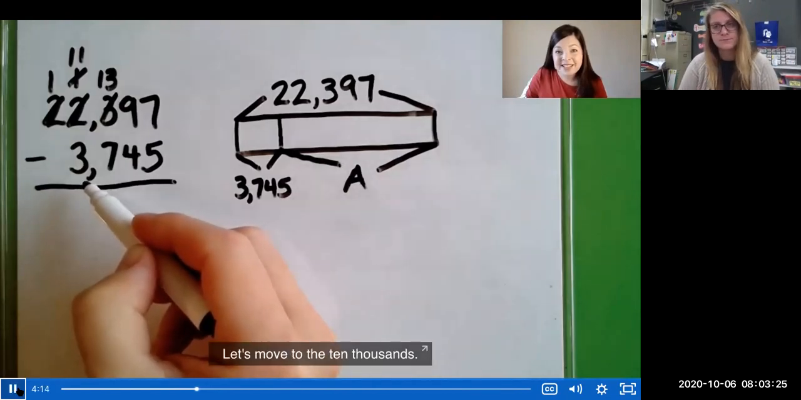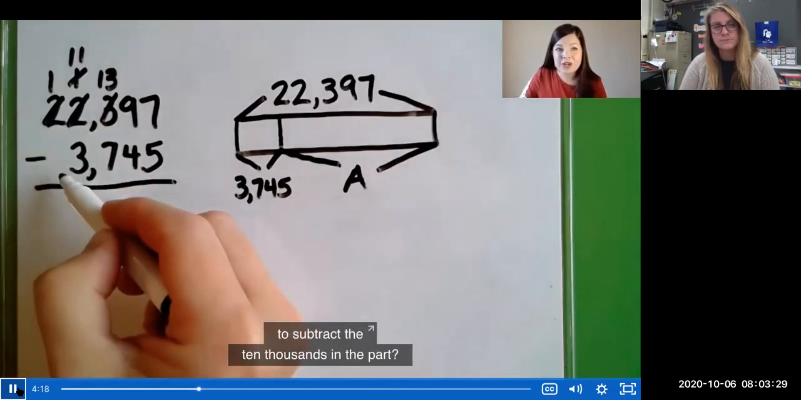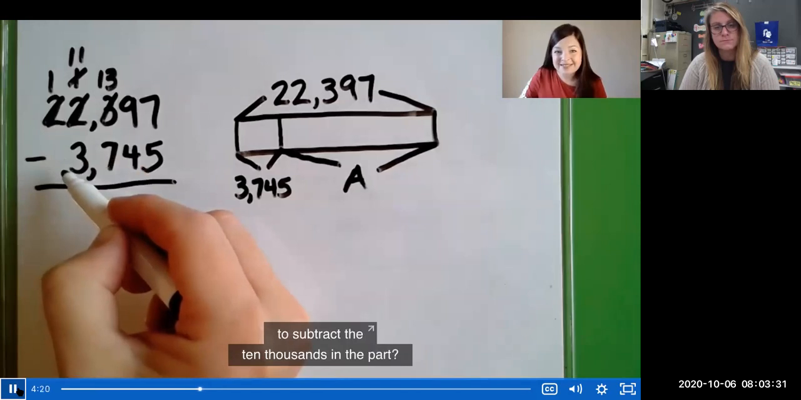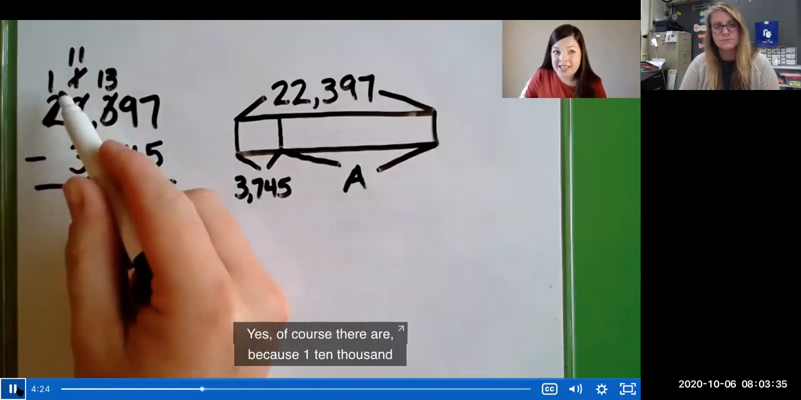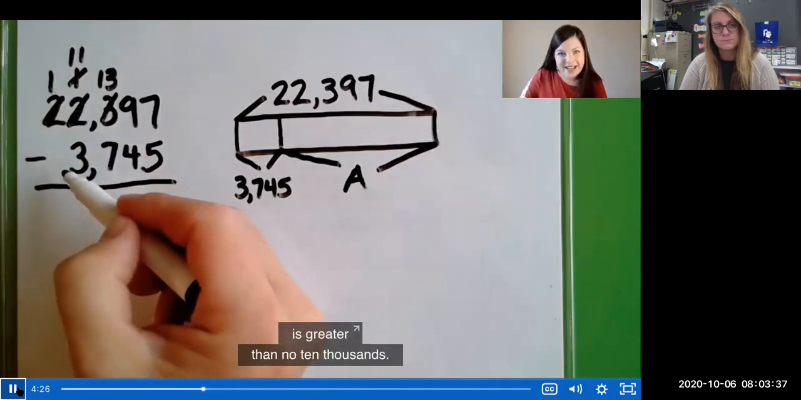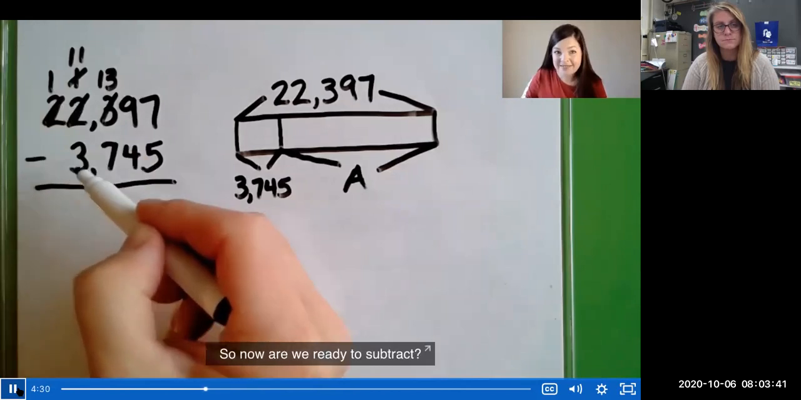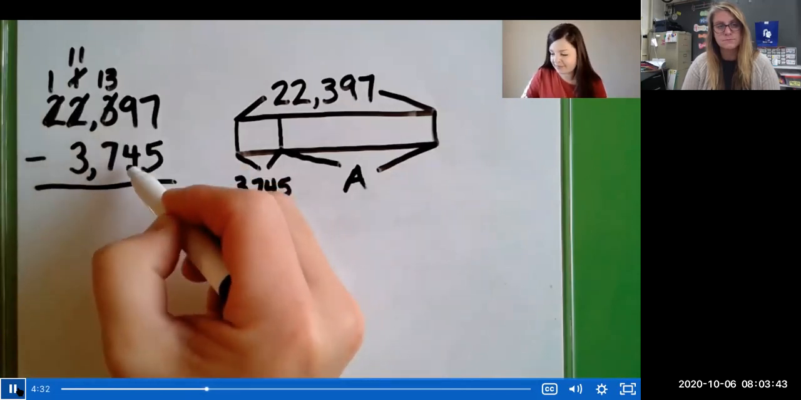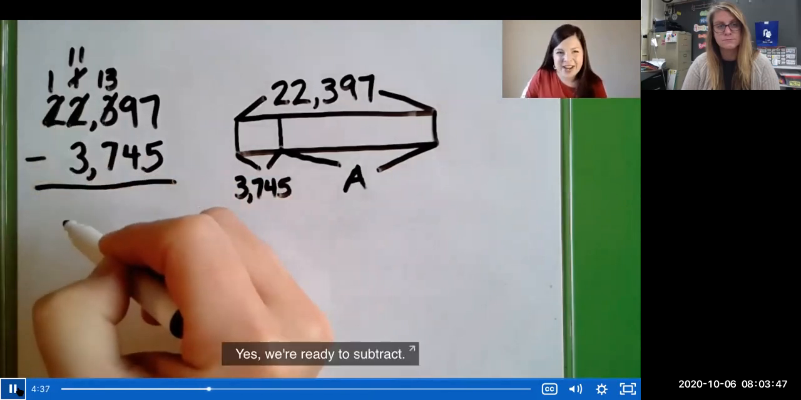Let's move to the 10,000s. Are there enough 10,000s in the whole to subtract the 10,000s in the part? Yes, of course there are, because one 10,000 is greater than no 10,000s. So now, are we ready to subtract? Yes, we're ready to subtract.